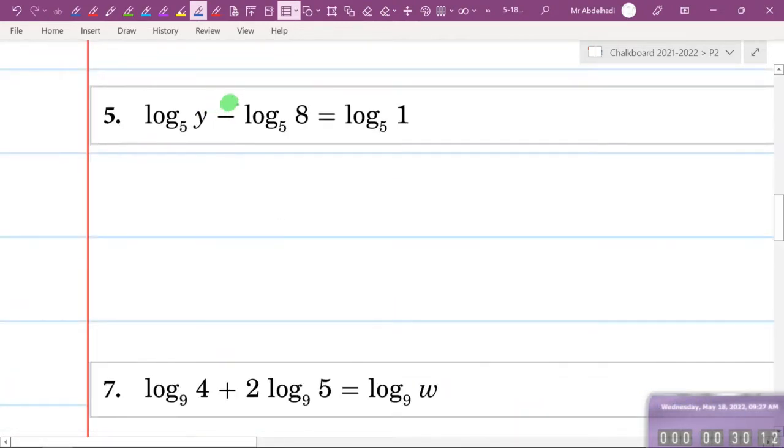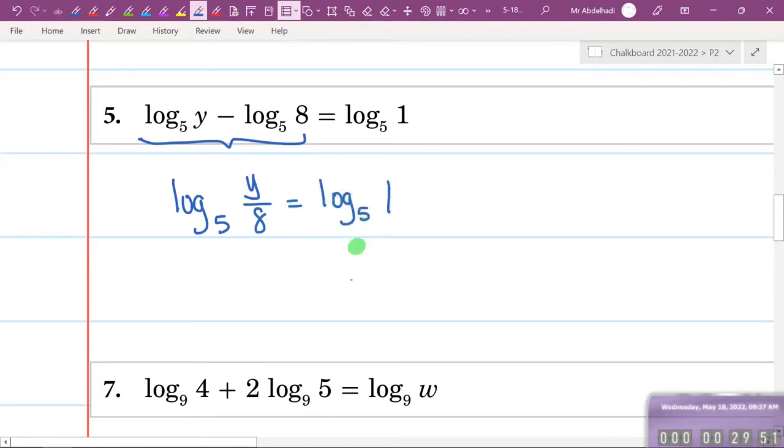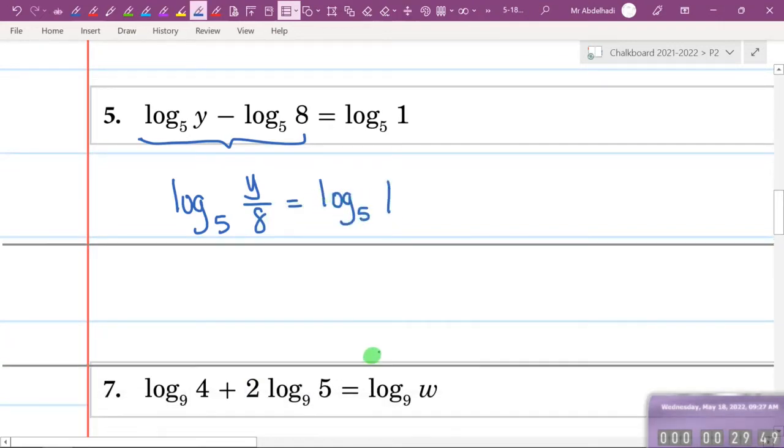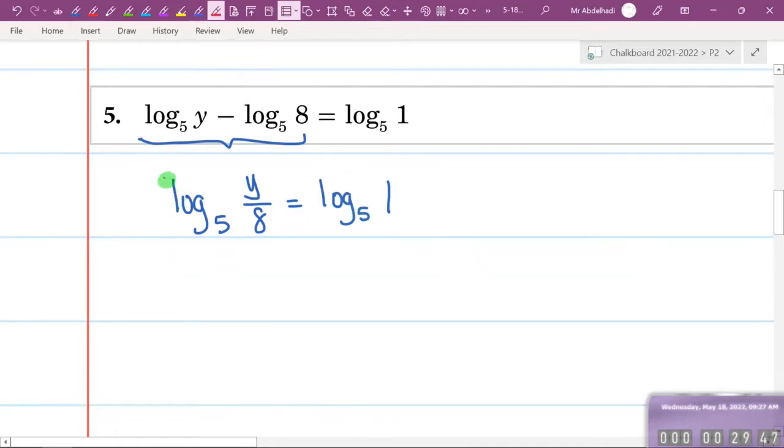Okay, this one's got a minus. So you're going to use the quotient rule to put these together. Okay, dividing. So log base 5 of y minus log base 5 of 8 is going to be log base 5 of this over this. So y over 8. And on this side, we have log base 5 of 1. Now, the logs are the same. We can drop the logs now. So what we get is y over 8 equals 1.